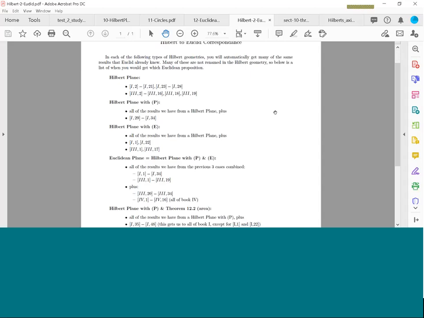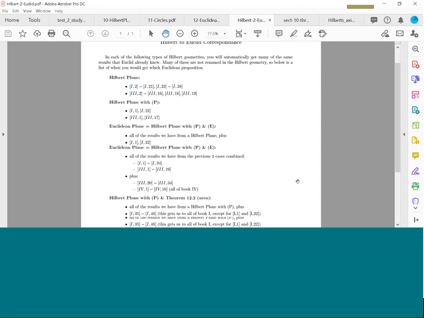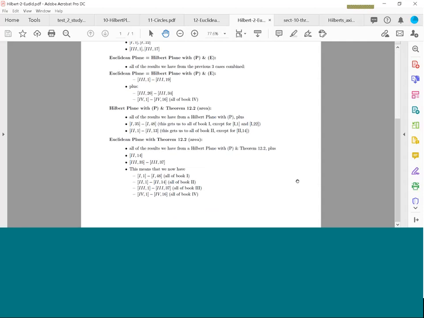So if you only have a Hilbert plane, stuff we already knew, plus some stuff about circles. If you've got a Hilbert plane and Playfair's axiom also holds, well, you get everything else plus a couple of extra things. Hilbert plane with circles, previous stuff from Hilbert plane, plus some extra stuff. Euclidean plane, which is the same as a Hilbert plane, plus both parallel and circle stuff. Everything here, plus some extra stuff. And if you also have area defined, and area defined is in Theorem 12.2, you're going to get all of that previous stuff plus extras, namely all the propositions with area.